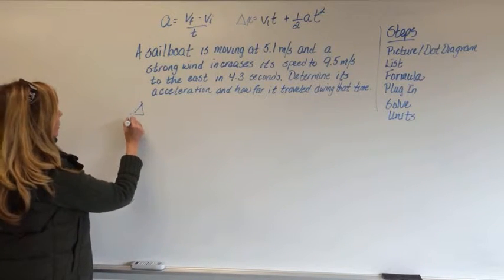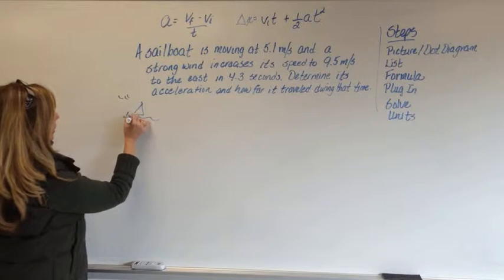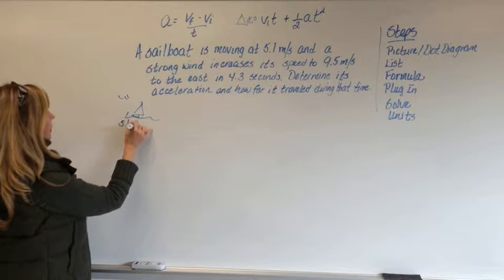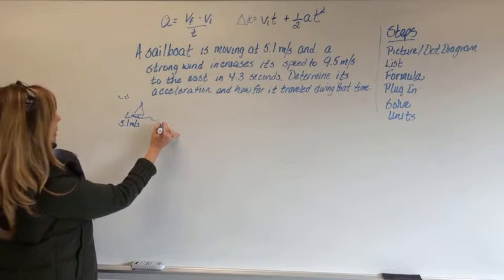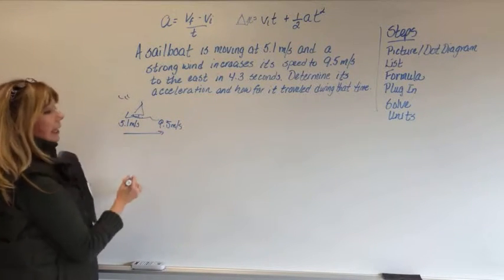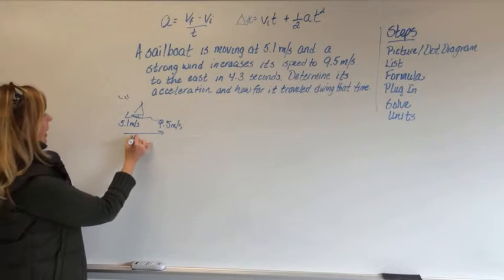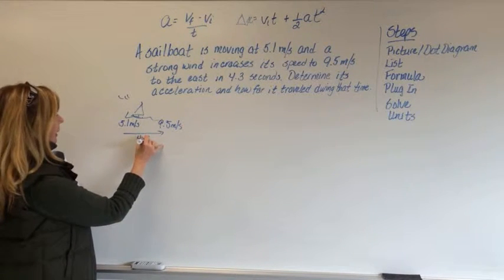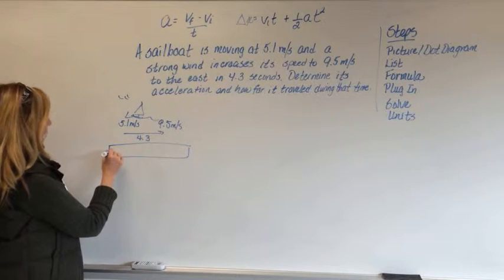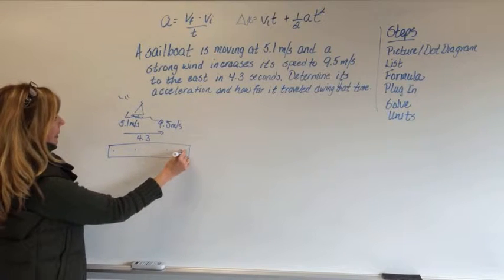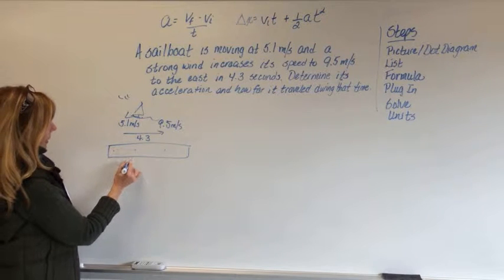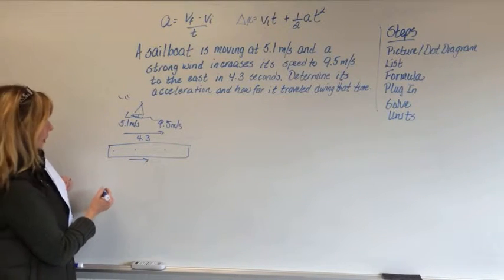So here's our sailboat, and a strong wind increases it from 5.1 meters per second to 9.5 meters per second. It's going towards the east, so we know it's in a positive direction, and this happened in 4.3 seconds. Again, our dot diagram is going to illustrate that we increased its acceleration and that it went in an east positive direction.